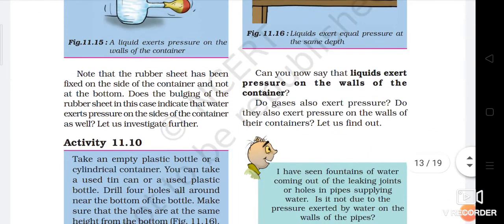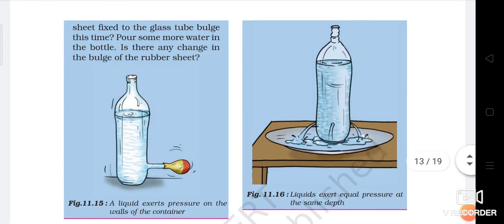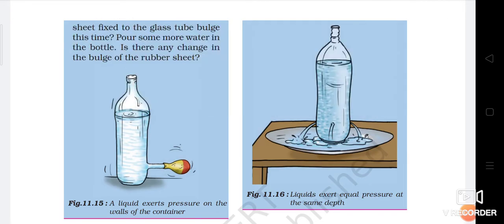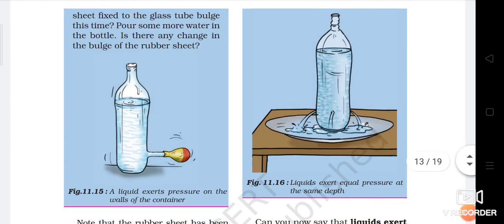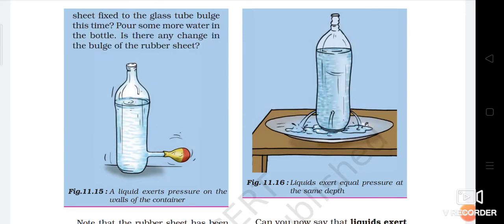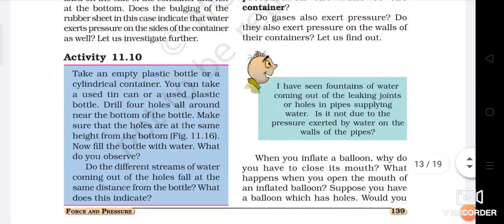Students, now see the next activity 11.10. In this activity, you have to take the same plastic bottle. At the bottom, make 4 holes and pour the water. You have to pour the water more than half, and observe whether the speed of the water coming out from the 4 holes is the same or not. Let's see.